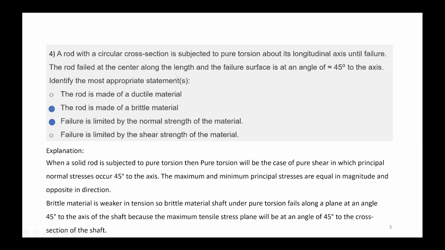Now we can explain this by saying that when a solid rod is subjected to pure torsion, it is a case of pure shear, in which principal normal stresses occur at a 45 degree angle to the axis, and the maximum and minimum principal stresses are equal in magnitude and opposite in direction. Brittle material is weaker in tension, so a brittle material shaft under pure torsion fails along a plane at an angle of 45 degrees to the axis of the shaft, because the maximum tensile stress plane will be at an angle of 45 degrees to the cross section of the shaft.